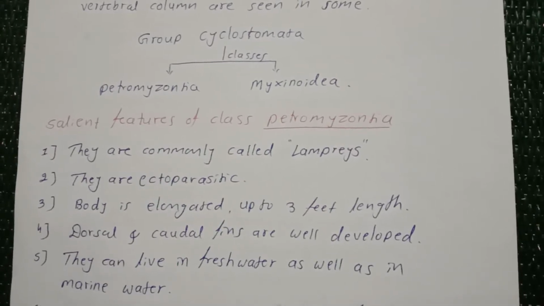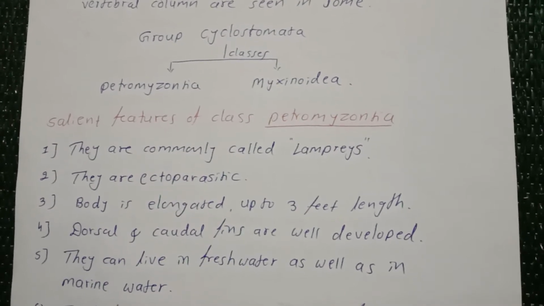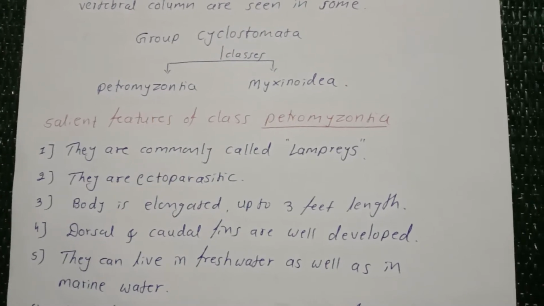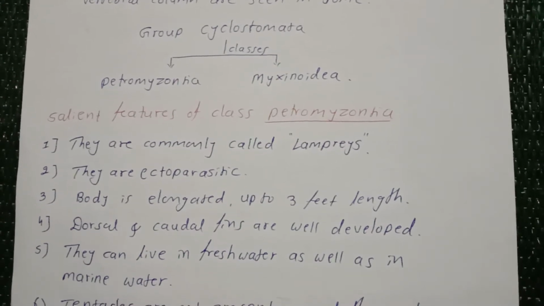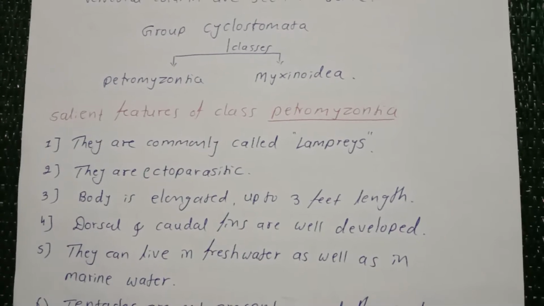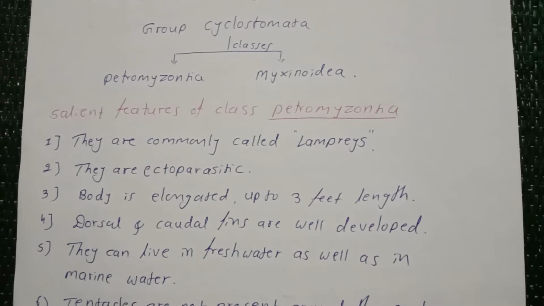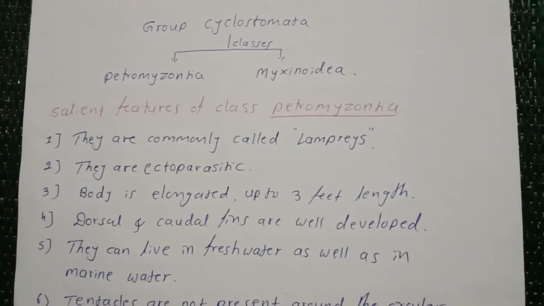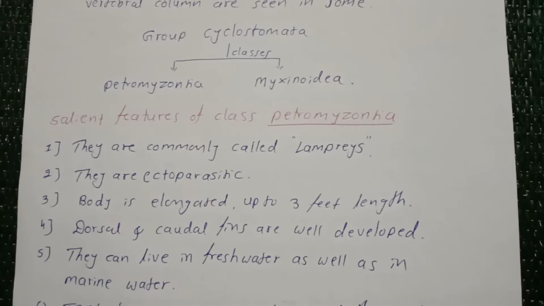Today we are going to study about the cyclostomata. The subphylum vertebrata or craniata can be divided into two superclasses. First one is the Agnatha and second one is Gnathostomata. Further, the Agnatha can be divided into two groups. First one is the ostracodermi and second one is the cyclostomata.